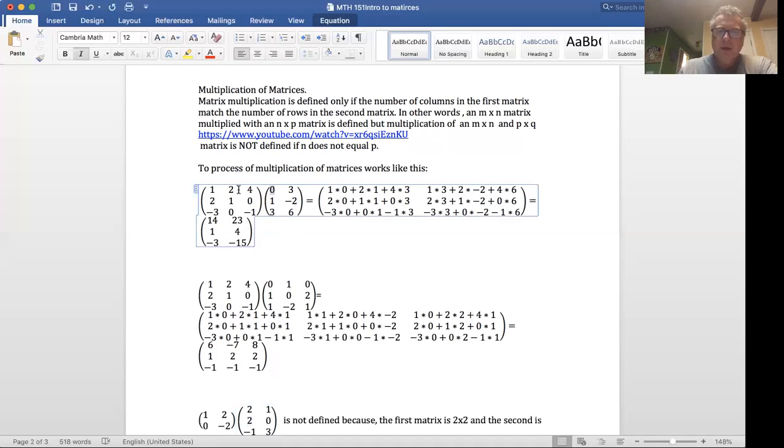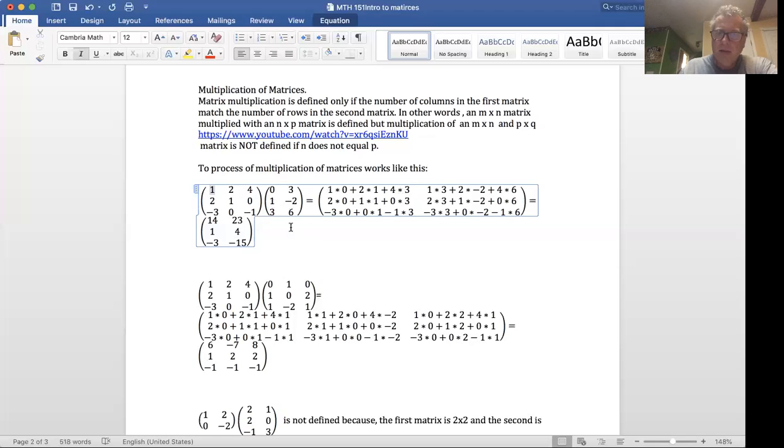Okay. So now when I take this first element and I multiply it with the 0, then I'll take the second element in the first row, multiply it with the second element in the first column, and then I'll take the third element in this first row and multiply it with the third element in the first column. I'll multiply those out and add them up. That's going to be the first cell or element in my answer.